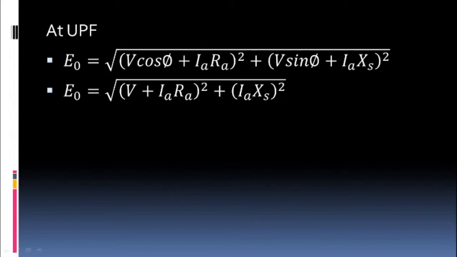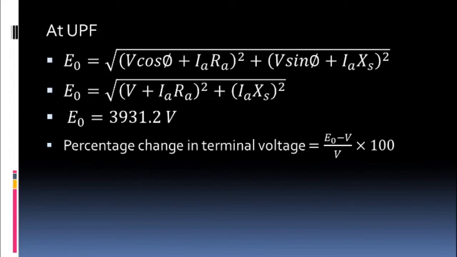Calculate and tell me the value of EMF you are getting. Okay, so you people are getting this value. Just verify your values with my value. This is 3931.2 volts. Now, you are not supposed to find out only EMF. You are also supposed to find out percentage change in voltage. When it is said percentage change in voltage, it is just another term for percentage regulation. So, percentage change in terminal voltage is given by (E0 minus V) upon V into 100.